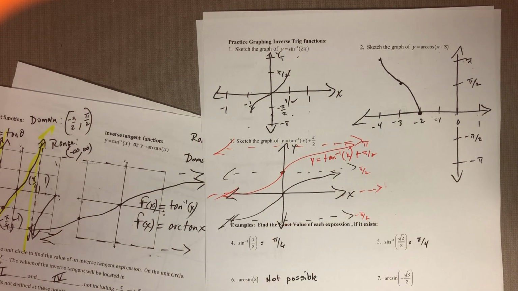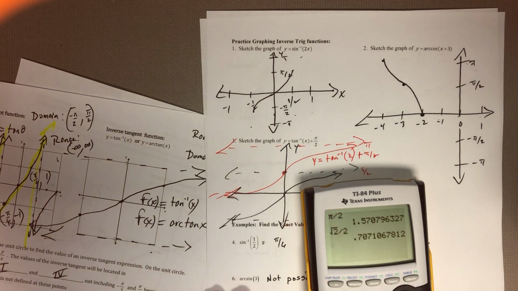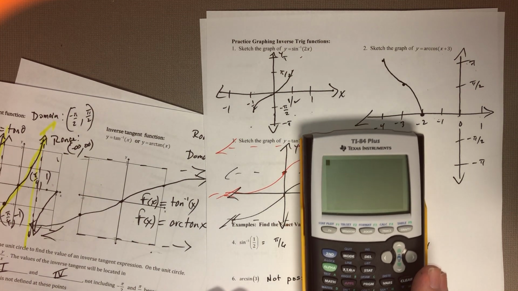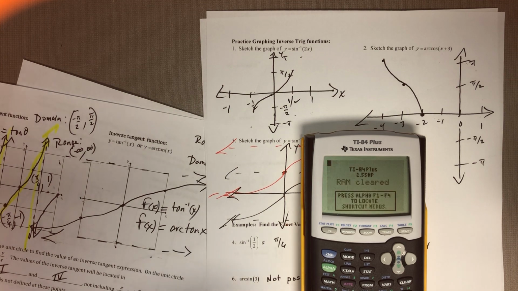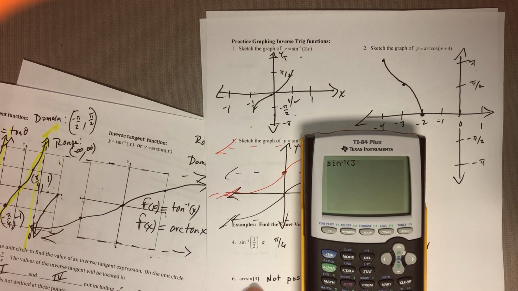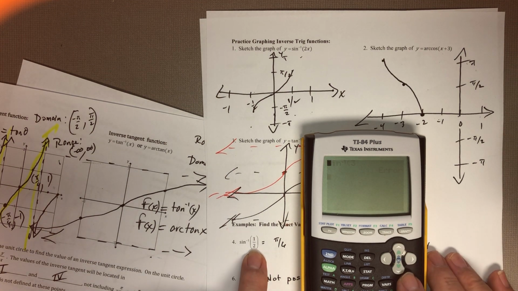All right. By the way, if you were to take your calculator and do the inverse sine, I want to show you how to do that. I'm going to clear my RAM first because I've got stuff in here I don't want, and I want to go into radian mode anyway. The inverse sine is second sine, and then you type in 3. You'll see that gives you an error. There's a domain error. That's not possible.